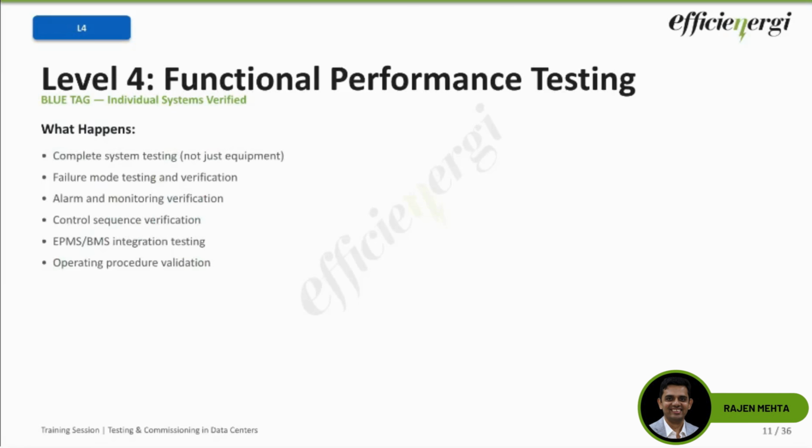So you are testing in the L3 a UPS unit itself, whereas here you are testing the entire system, that is the UPS, its controls, its alarms, its integration, and everything. And what is the key is failure mode testing. What I mentioned earlier, right? How to ensure that fault tolerant architecture of a data center is working. This is the stage when the actual fault tolerant architecture is subjected to extensive testing. So we deliberately will create failure conditions and verify that the systems are responding accurately.